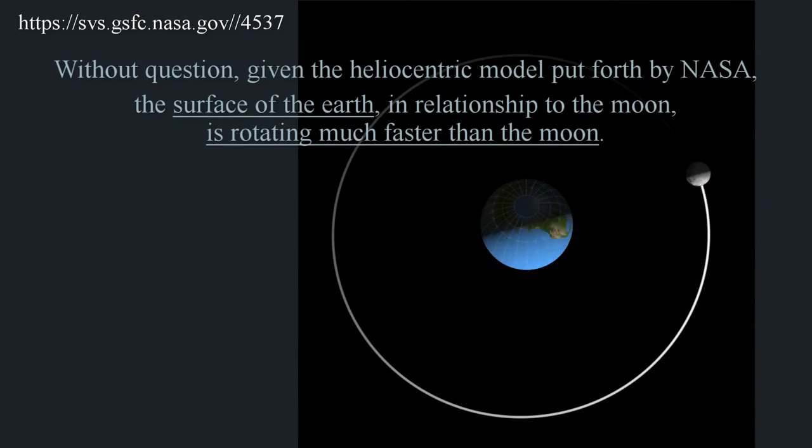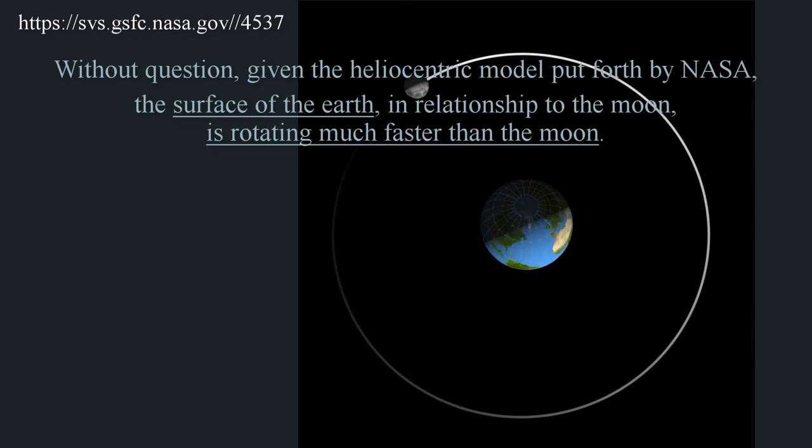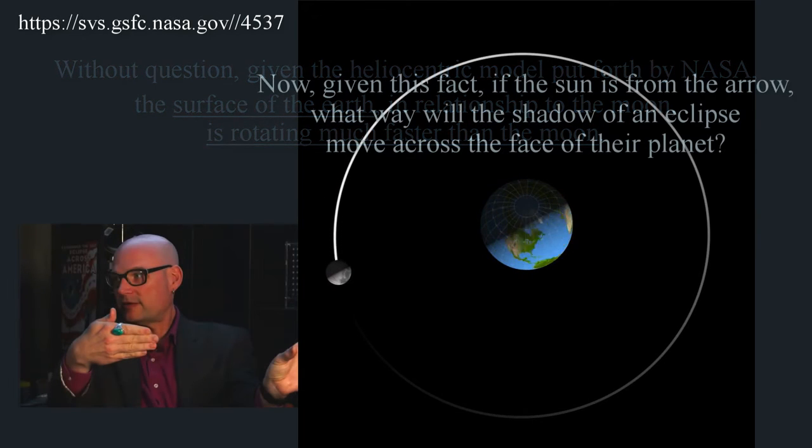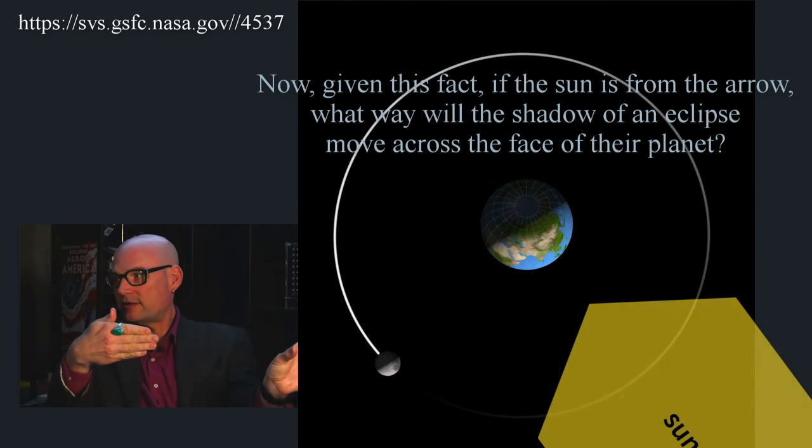Without question, given the heliocentric model put forth by NASA, the surface of the Earth, in relationship to the Moon, is rotating much faster than the Moon. The Moon is orbiting about twice as fast as the Earth is spinning.